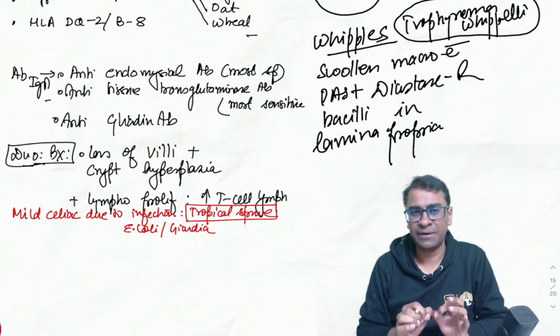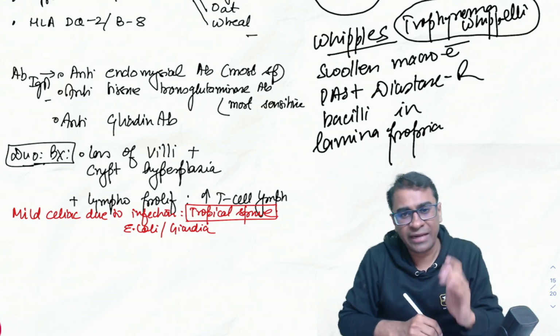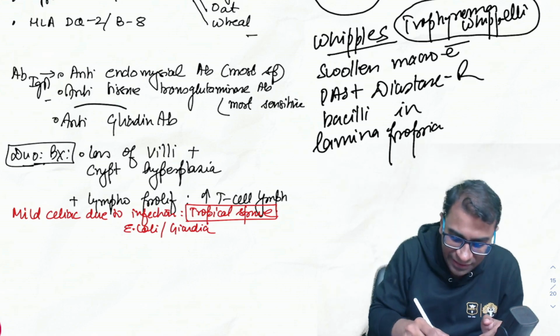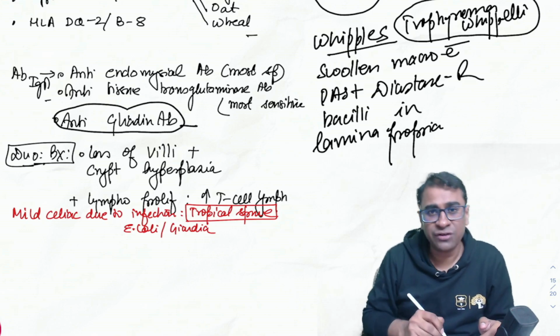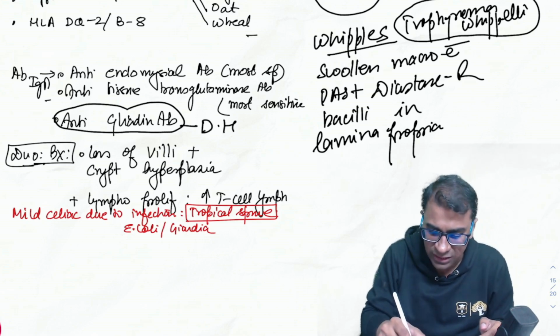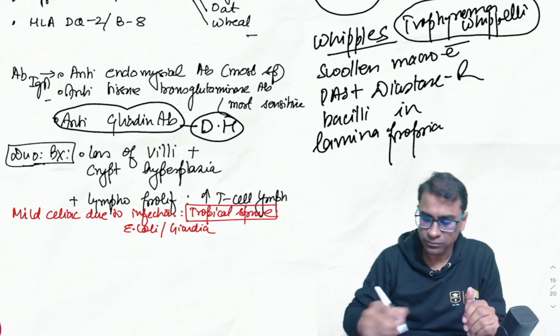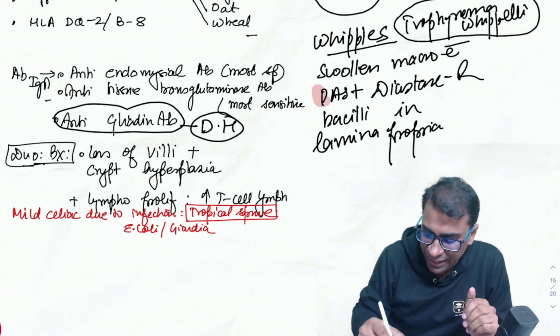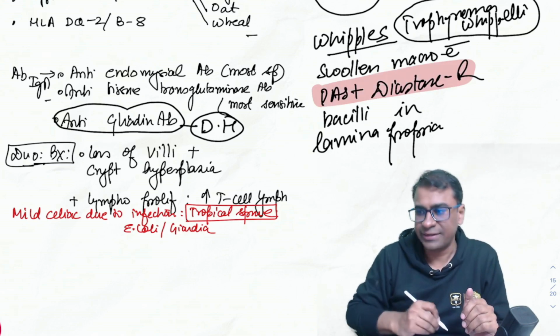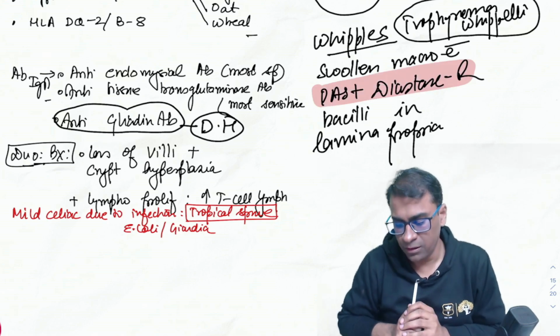One more thing we expect in celiac disease is dermatitis herpetiformis, because the anti-gliadin antibody cross-reacts with skin and hence forms dermatitis herpetiformis. But in Whipple's disease, very importantly, you see PAS-positive, diastase-resistant bacilli.